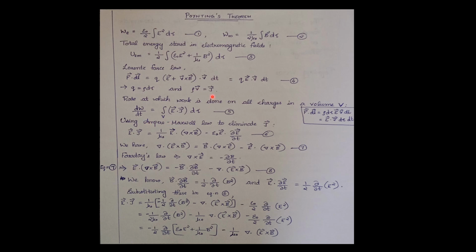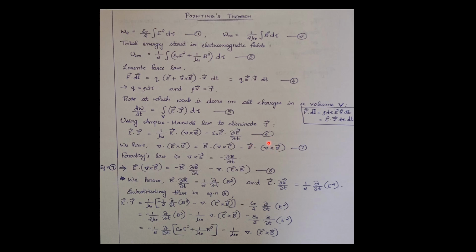Now we use the Ampere-Maxwell law. Why? Because we want to replace this E dot J on the right side of the equation. So E dot J is equal to 1 by mu 0 E dot del cross B minus epsilon 0 E dot dou E by dou t. We want to replace this E dot del cross B. So we have one relation: del dot E cross B is equal to B dot del cross E minus E dot del cross B. From Faraday's law, we know that del cross E is equal to minus dou B by dou t. So here, instead of del cross E, we can substitute minus dou B by dou t.